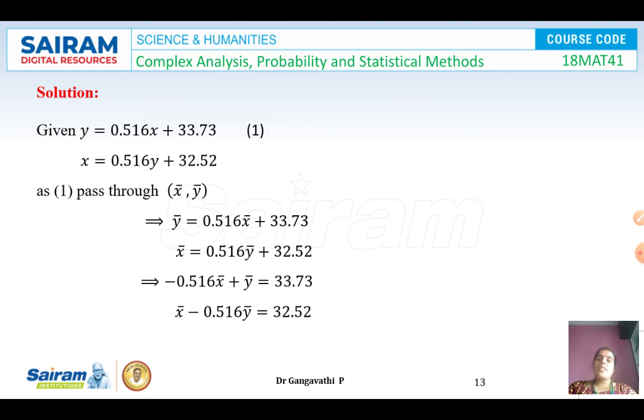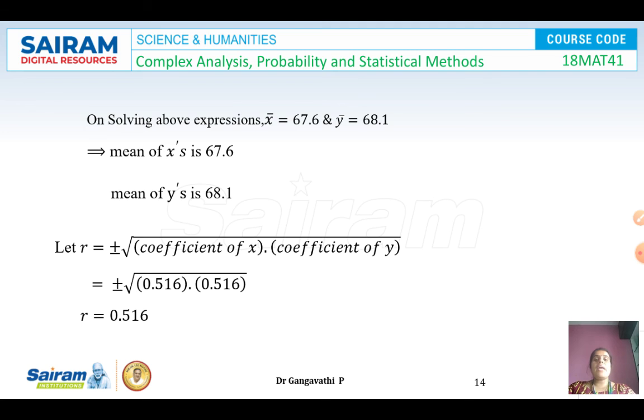Consider the given equations, call them equation 1. Now let us assume that these lines of regression pass through the point x bar and y bar. It means wherever we have y, it should be replaced by y bar, and x should be replaced by x bar. So the first equation becomes y bar is equal to 0.516x bar plus 33.73, and the second equation we get by replacing x with x bar. Now rewrite the equations in this form to solve them simultaneously. As I told you, multiply the coefficient of y in the second equation to the first, and multiply the coefficient of y in the first equation to the second equation, so that one of the variables can be eliminated.